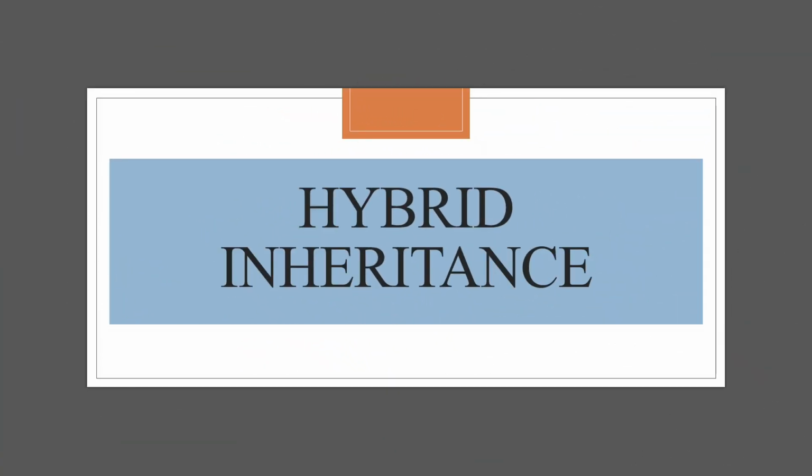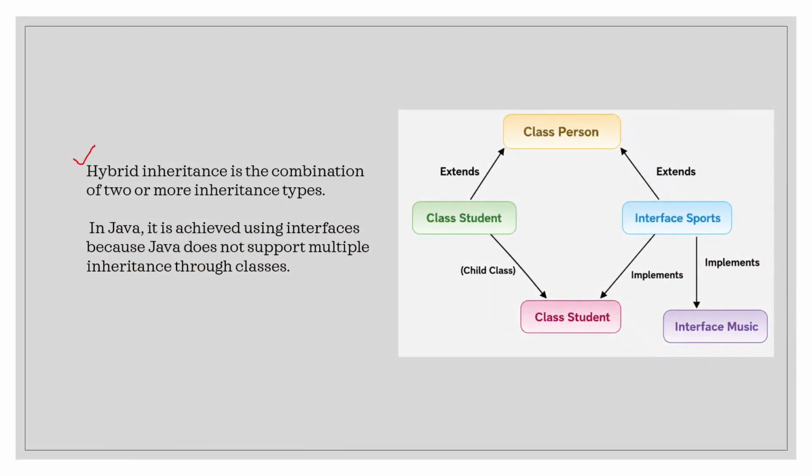Finally, let's discuss the last type of inheritance, hybrid inheritance. Hybrid inheritance is a combination of two or more types of inheritance, such as single inheritance, multi-level inheritance, or multiple inheritance. Since Java does not support multiple inheritance using classes directly, hybrid inheritance is also achieved using interfaces. Now let me explain this clearly with a simple real-time understanding.